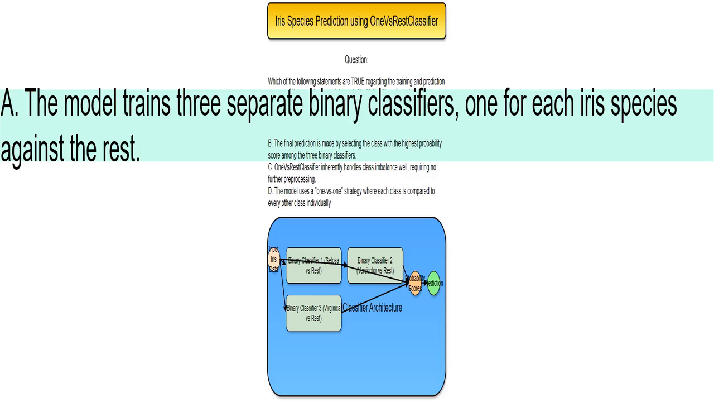Statement B explains how the model makes its final prediction. After the three binary classifiers have produced their probability scores, each indicating how likely a given iris flower is to belong to its target class, the model picks the class with the highest score. Think of it as a competition. The classifier with the highest confidence wins.